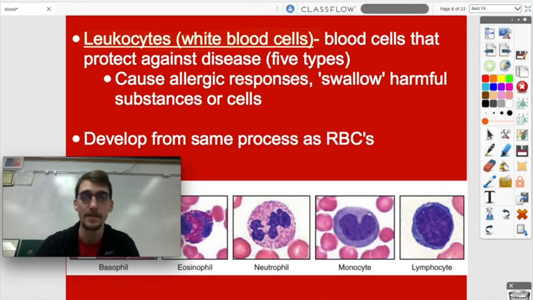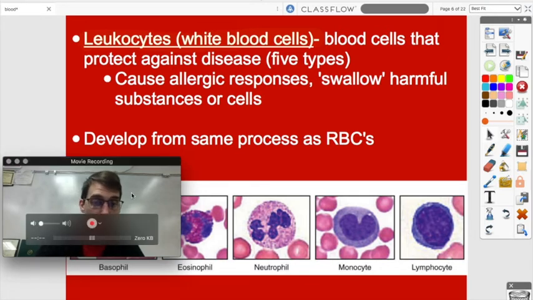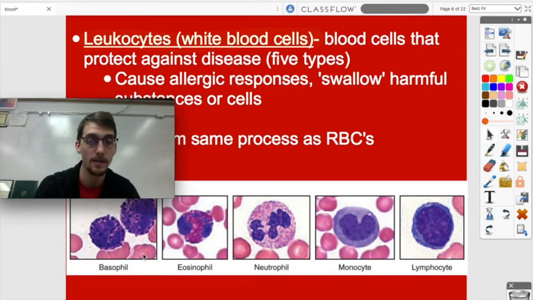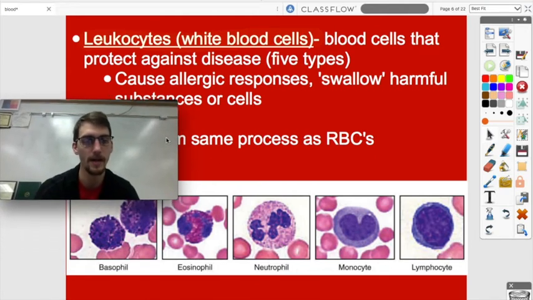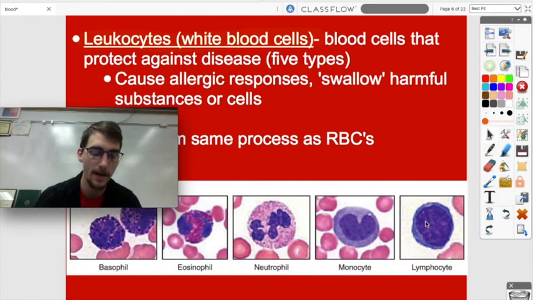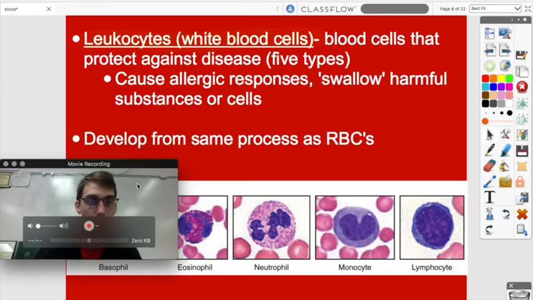All right, let's get into our other types of cells. Leukocytes, the white blood cells. These are your warriors of the body, of the blood. They protect against disease, and there are five different types of them. They're listed out here. I'm not going to have you memorize them, but we can put them into two groups called granulocytes and agranulocytes. But we're not going to get into too much detail about them. Basophils, eosinophils, neutrophils, monocytes, and lymphocytes. Lymphocytes are actually the cells that produce antibodies, which we'll talk about later on.